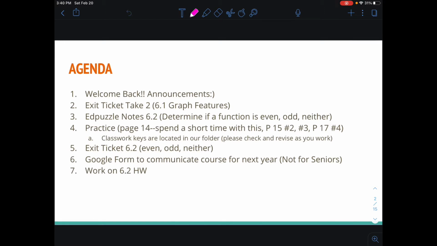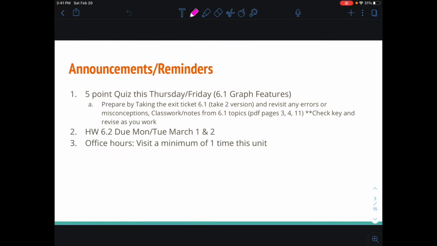And then there's a Google form to communicate your course for next year. This is not for seniors, if you could fill that out by the end of the week. And homework 6.2 is due next week.